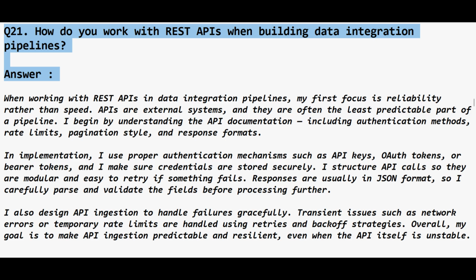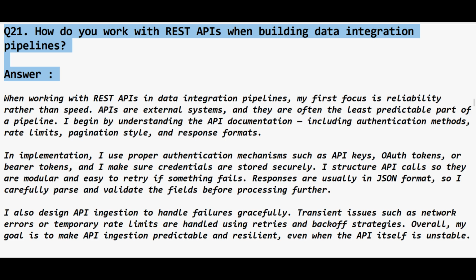In implementation, I use proper authentication mechanisms such as API keys, OAuth tokens, or bearer tokens, and I make sure credentials are stored securely. I structure API calls so they are modular and easy to retry if something fails. Responses are usually in JSON format, so I carefully parse and validate the fields before processing further.